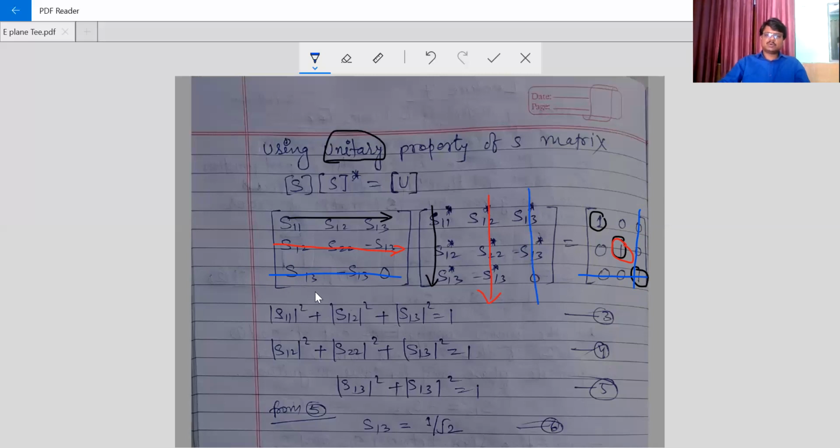So S13 magnitude whole square plus S13 magnitude whole square is equal to 1. By solving this equation, we will get S13, because S13 magnitude square plus S13 magnitude square is equal to 1. So 2 S13 whole square is equal to 1. So S13 whole square is equal to 1 by 2, and finally S13 is equal to 1 by root 2. So that is very simple.